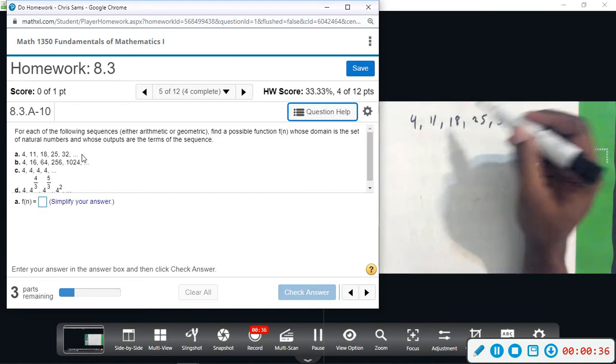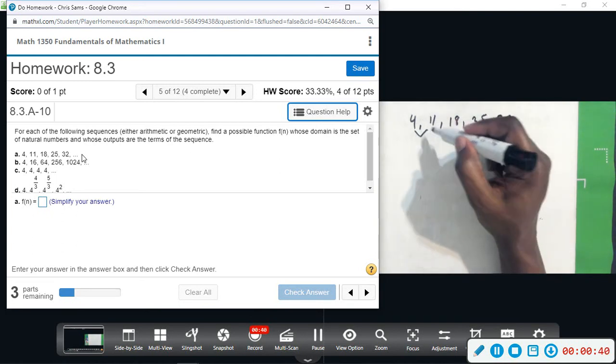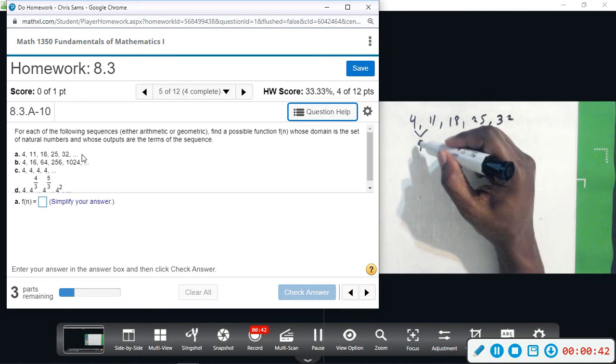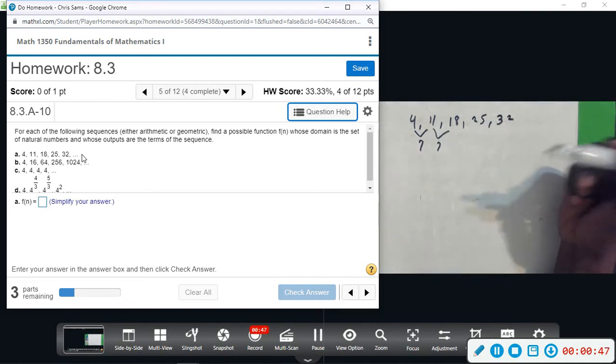So we want to see if it's arithmetic, easiest. They're getting bigger, so I want to see if we're adding. Looks like 7. Here, also a difference of 7. Okay, so my common difference is 7.